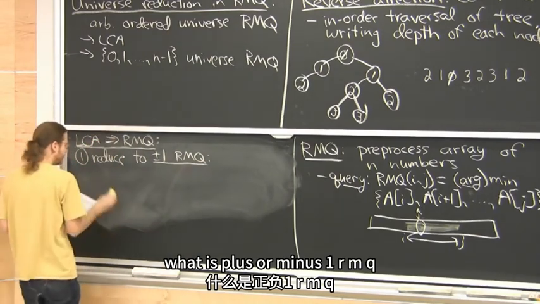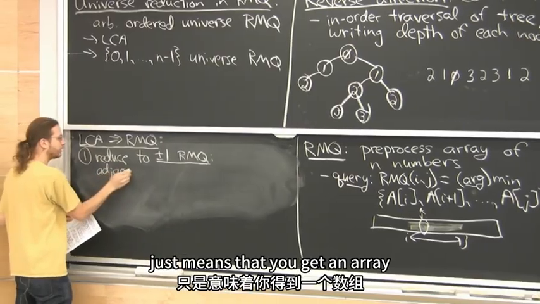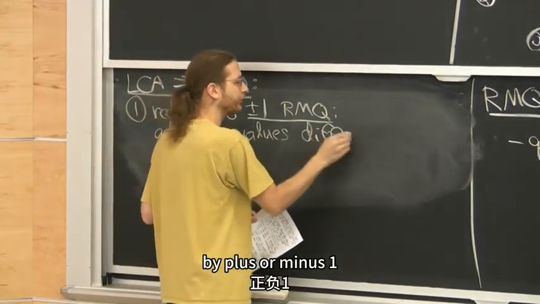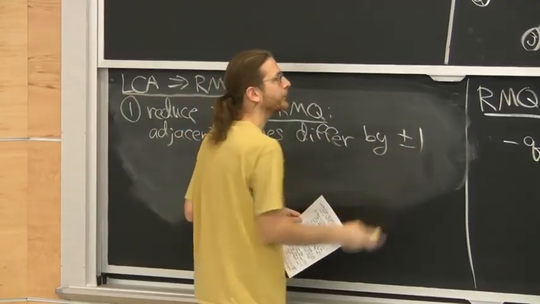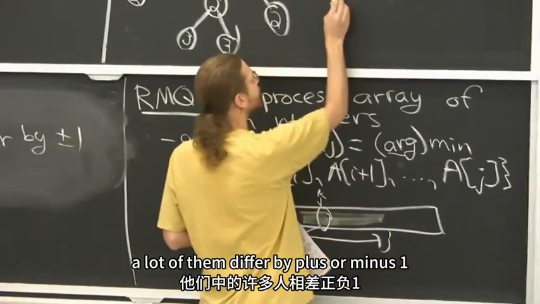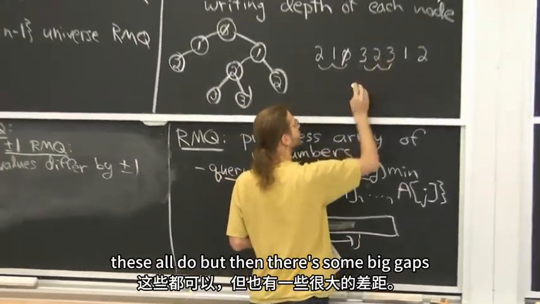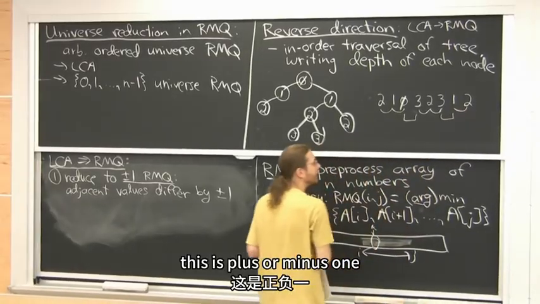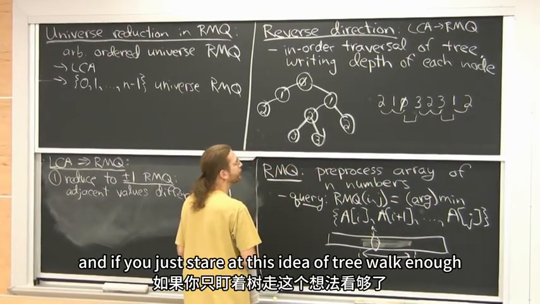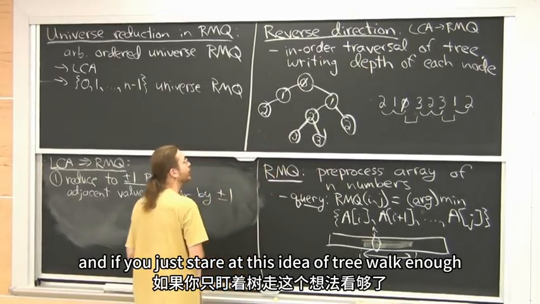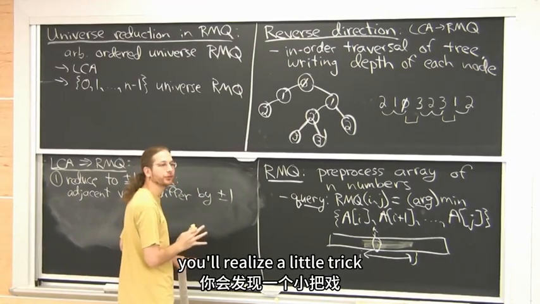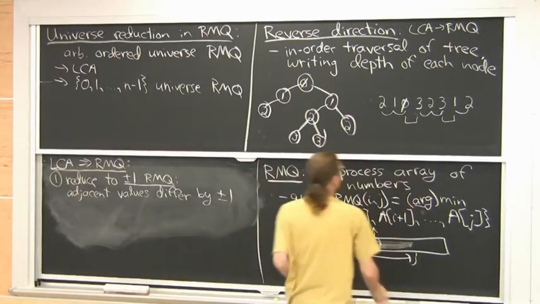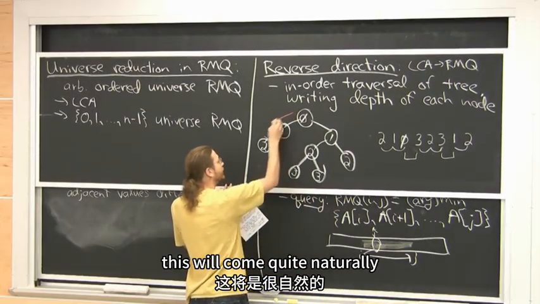What is plus or minus 1 RMQ? Just means that you get an array where all adjacent values differ by plus or minus 1. Okay, if you look at the numbers here, a lot of them differ by plus or minus 1. These all do. But then there's some big gaps, like this has a gap of 3, this has a gap of 2. This is plus or minus 1. That's almost right. And if you just stare at this idea of tree walk enough, you'll realize a little trick to make the array a little bit bigger, but give you plus or minus 1s. If you've done a lot of tree traversal, this will come quite naturally.